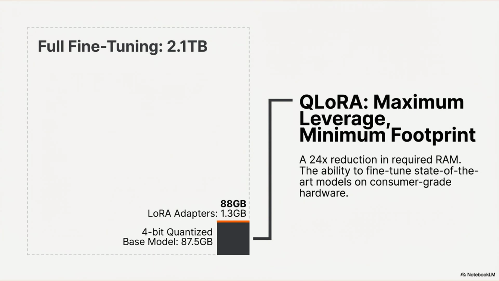This slide is where the economics become undeniable. This is the QLoRA advantage, and the numbers speak for themselves. Look at the comparison. Full fine-tuning of a large model, 2.1 terabytes of RAM required. That's the number we established earlier, the memory wall that requires millions in specialized hardware. Now, look at QLoRA. The total memory requirement drops to just 88 gigabytes. Let's break down where that number comes from, because the slide shows it explicitly.